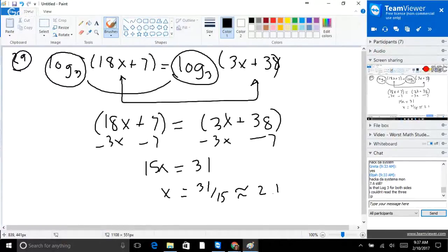And it's not like they're going to trick you. The biggest thing that you could get tricked on is they could give different logs with different bases, and then you just can't use the rule. But in your book, they gave you all logarithms that matched.